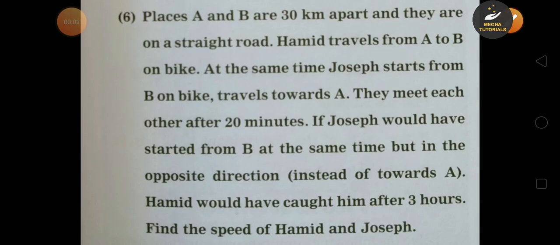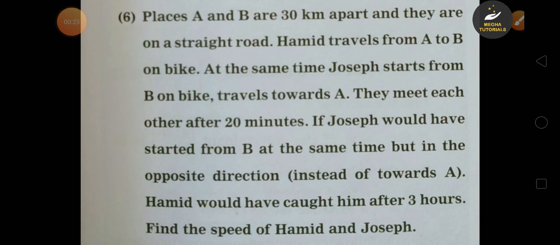Question 6. Places A and B are 30 km apart and they are on a straight road. Hamid travels from A to B on bike. At the same time, Joseph starts from B on bike, travel towards A. They meet each other after 20 minutes. So this is condition 1. Then, if Joseph would have started from B at the same time but in the opposite direction instead of towards A, then Hamid would have caught him after 3 hours. So this is condition 2.